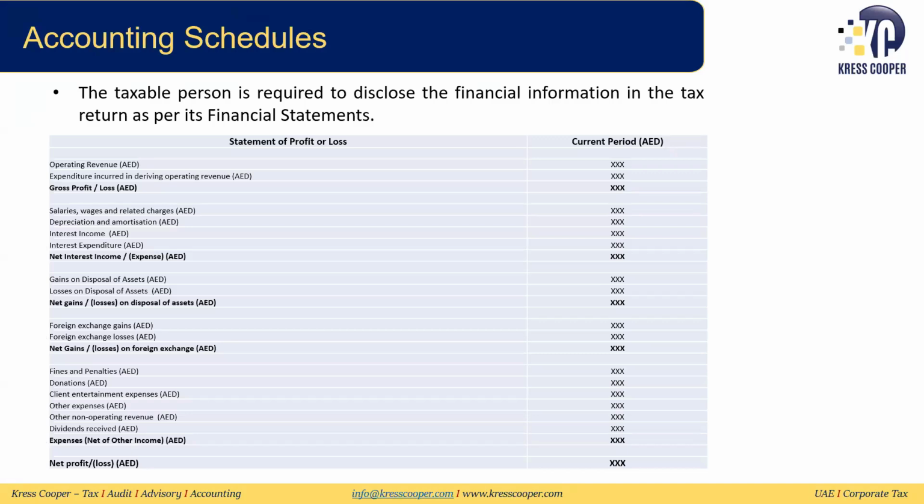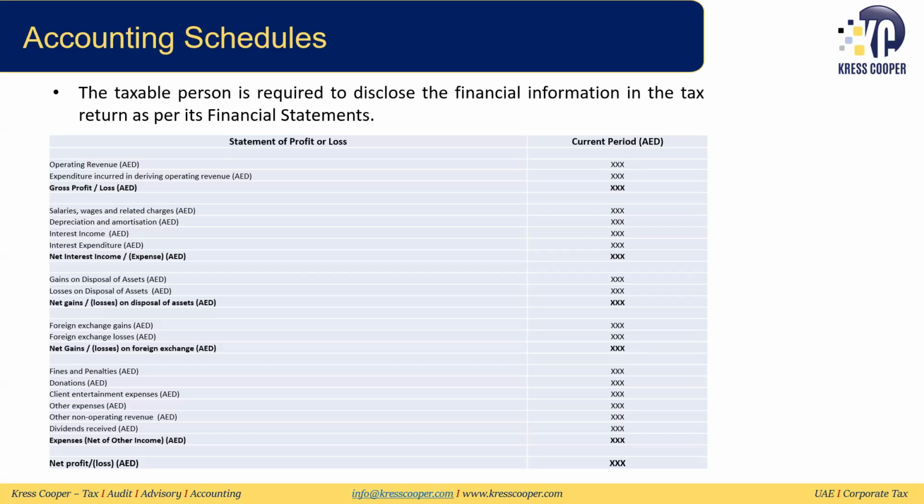Otherwise, the information from your unaudited financial statements, management accounts, or books of account, you will need to fill in over here. So here, you see the statement of profit and loss needs to be reproduced. So the operating revenue will come, then the expenditure incurred in deriving the operating revenue. Now, if your financial statement is in some other currency, it needs to be converted to AED to be put over here.